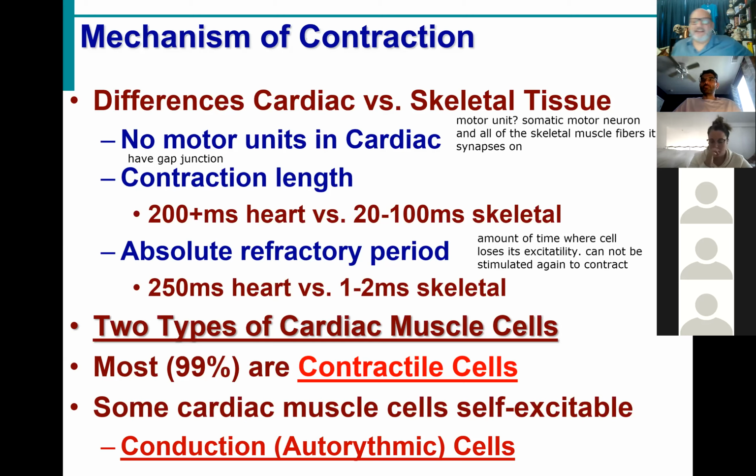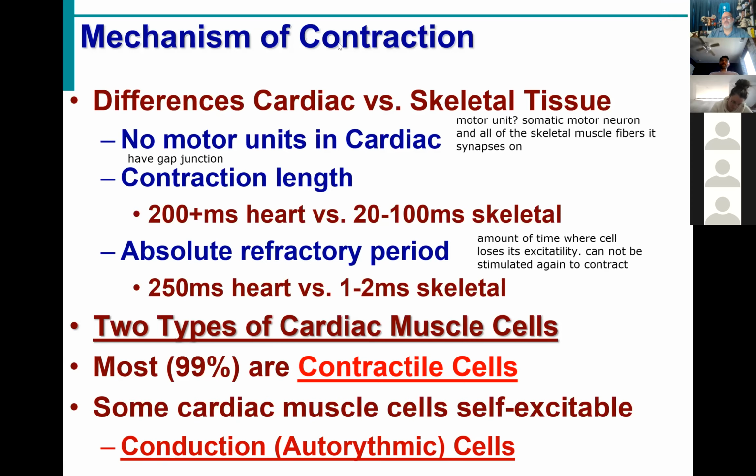So not surprisingly, two very different cells with two very different functions. And we're going to have to talk about both of them. But let's start with the contractile cells, because I think those are going to be easier for us to get our head around, because basically they're the ones that are most similar to skeletal muscle, which is something we understand.